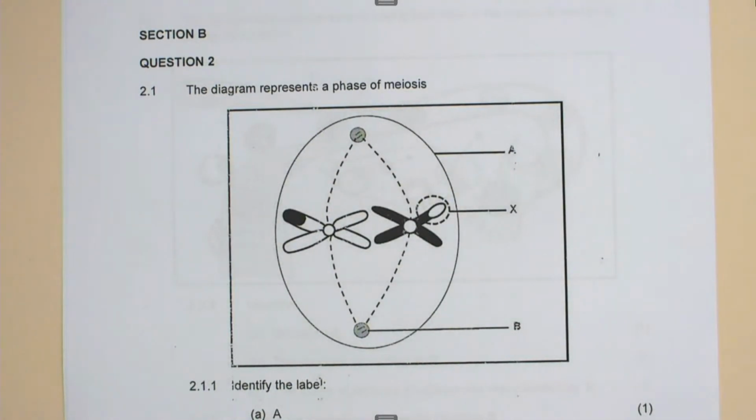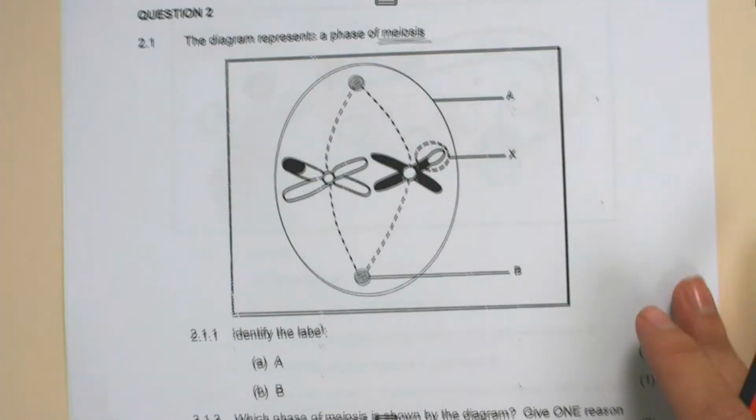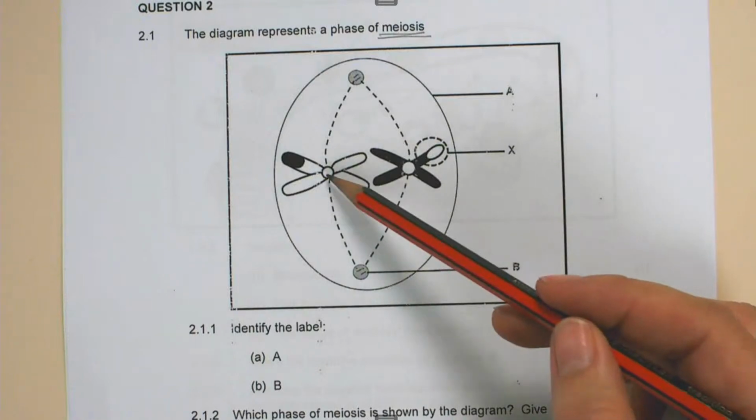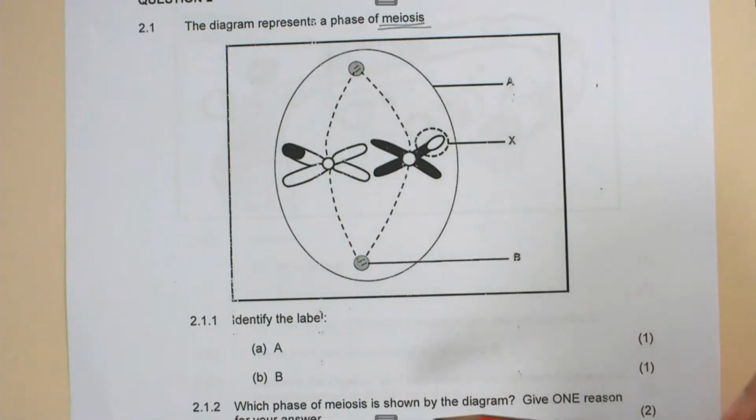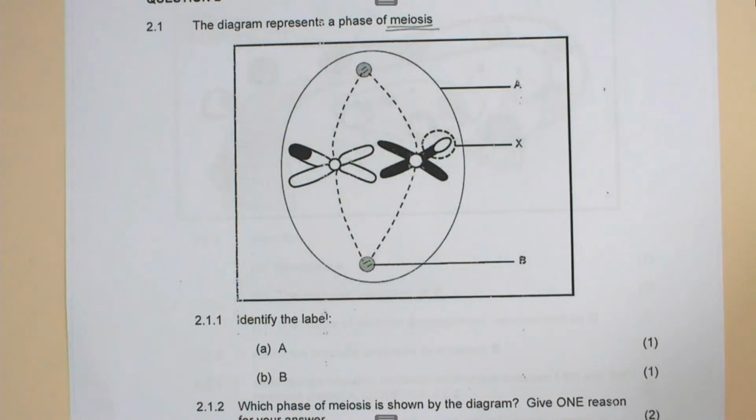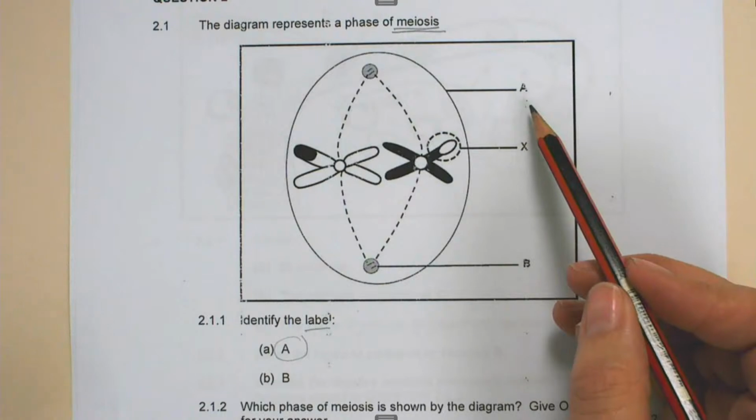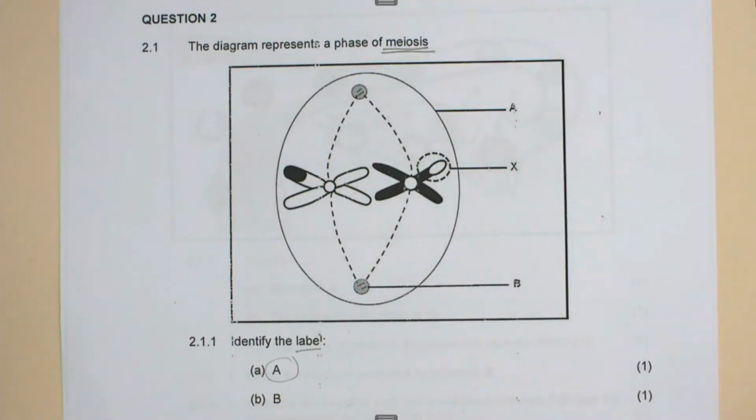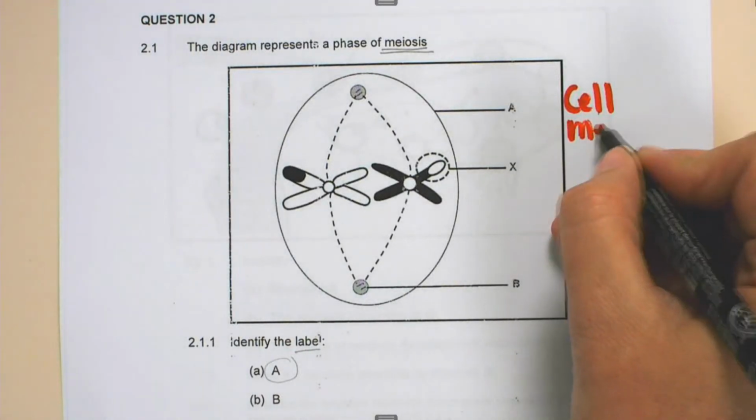So the first question we have here is: the diagram represents a phase of meiosis. If we look at that, we already know we are looking at meiosis. So we have two different chromosomes in the cell, and then we are looking at the next questions. Identify the label number A. The label number A will then be the cell membrane.